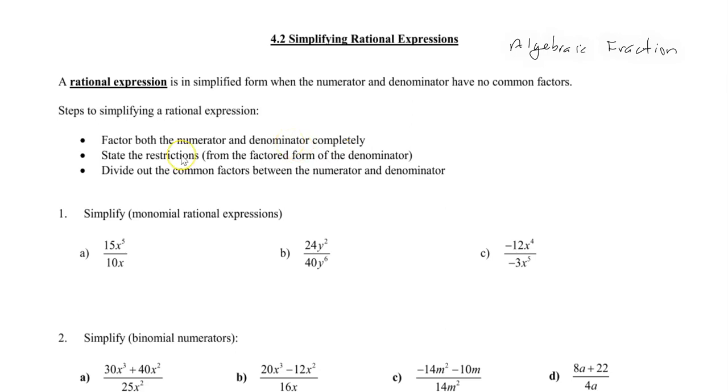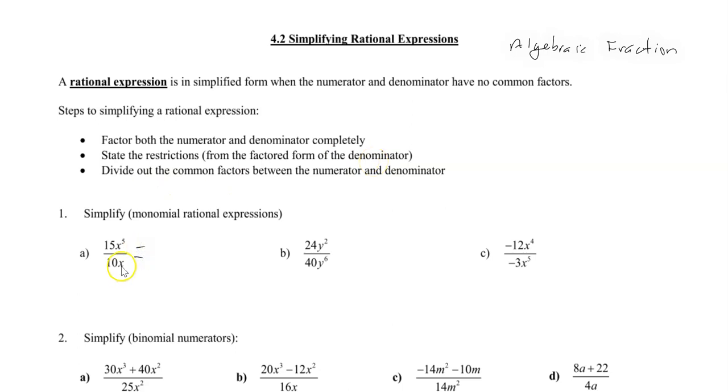Then, and this is the most important part, state the restrictions. So you factor numerator and denominator, then you state the restrictions, and that's only from the factored form of the denominator. So remember back when we did restrictions or non-permissible values, right? That was only from the denominator. And then divide out the common factors between numerator and denominator.